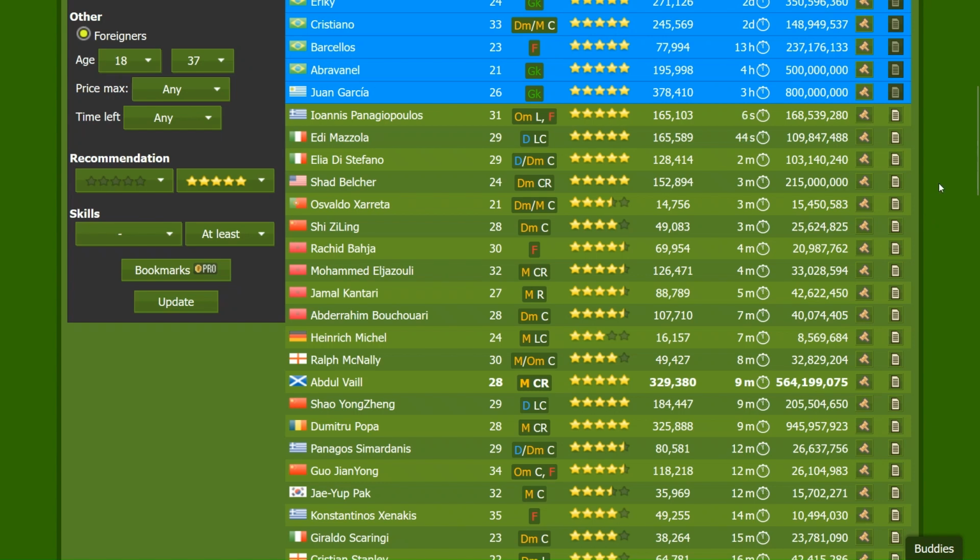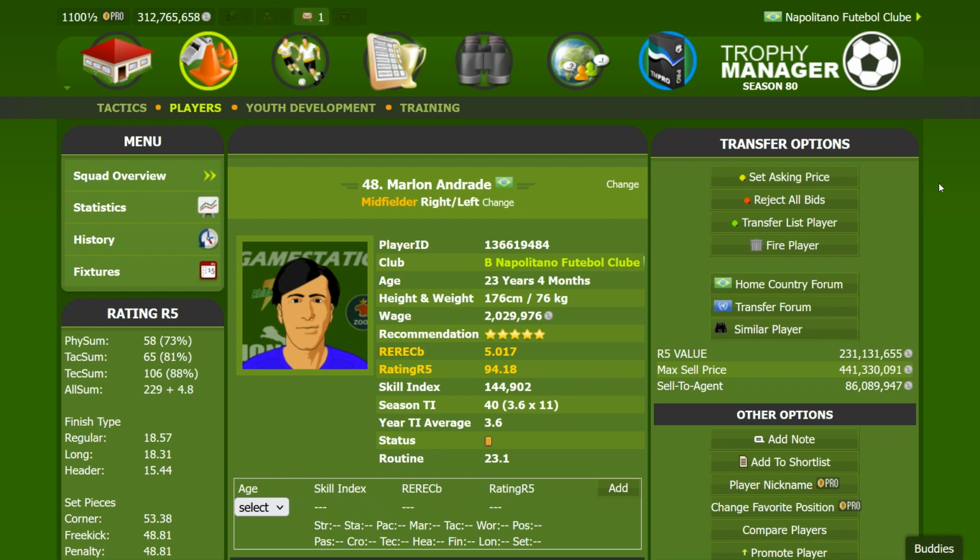Hello guys, today we're going to talk about the sell to agent strategy. The agent price or bank price is the minimum price for which you can have a guaranteed sale when you put a player in the market. For this player, for example, this price is this.